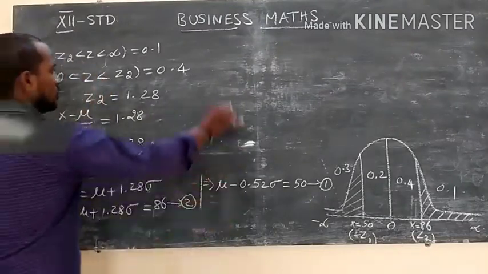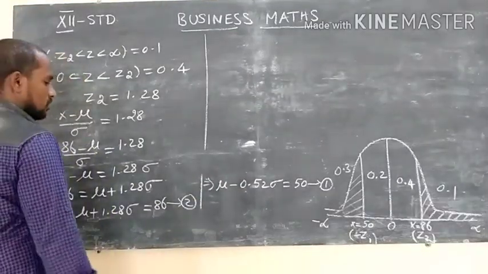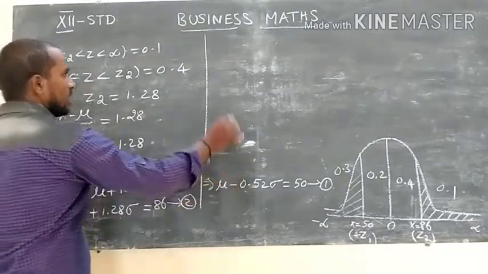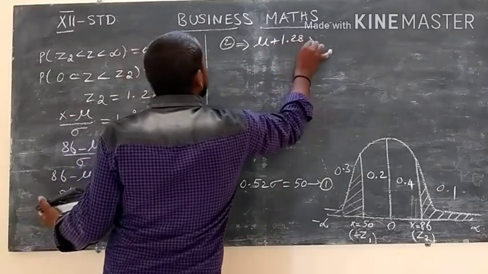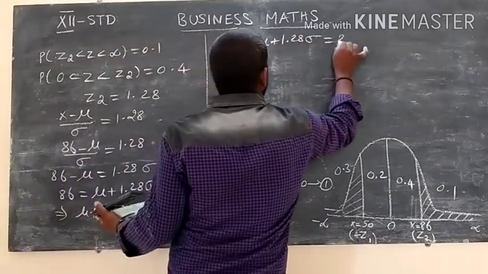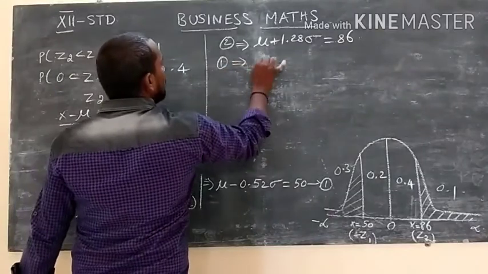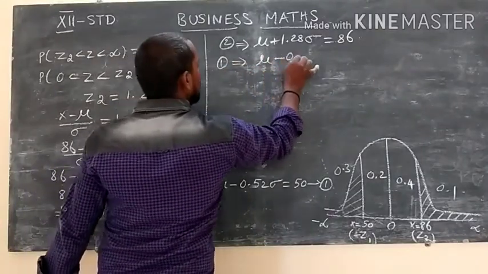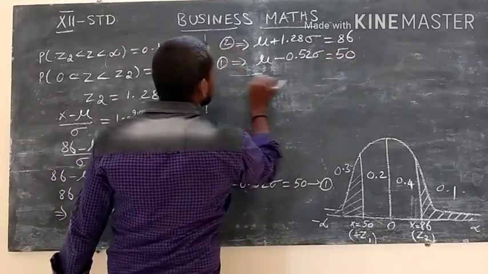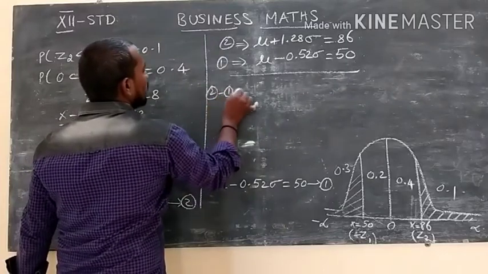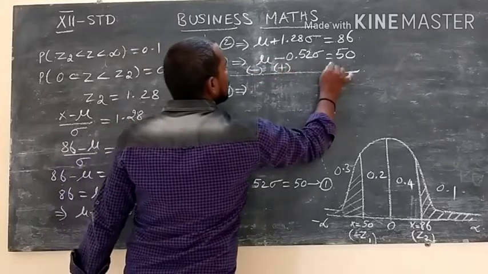This is equation 2. So from 1 and 2, mu is common, so subtract 2 minus 1. The second equation is mu plus 1.28 sigma equal to 86. The first equation is mu minus 0.52 sigma equal to 40. Making the subtraction 2 minus 1, change the sign: this is plus, this is minus.